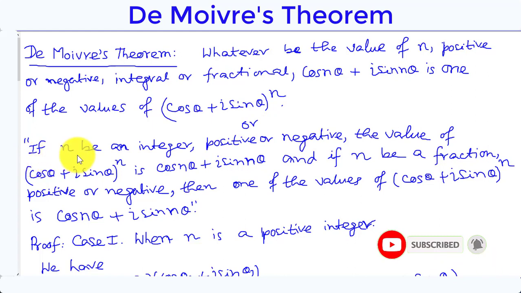if n be an integer, positive or negative, the value of (cos theta plus i sin theta) whole raised to the power n is cos n theta plus i sin n theta, and if n be a fraction, positive or negative, then one of the values of (cos theta plus i sin theta) whole raised to the power n is cos n theta plus i sin n theta.